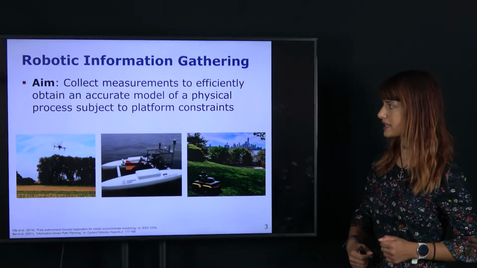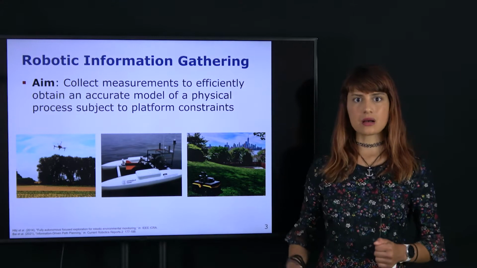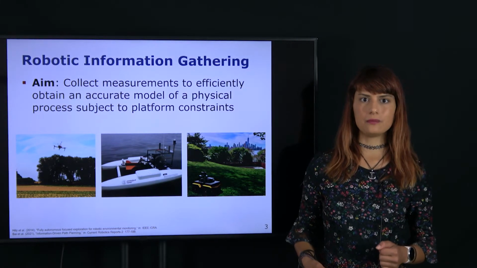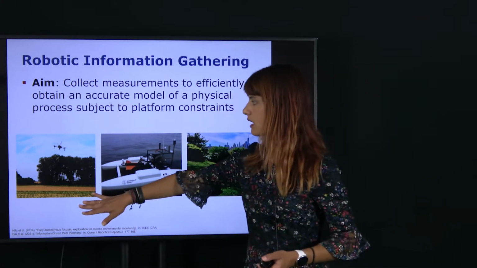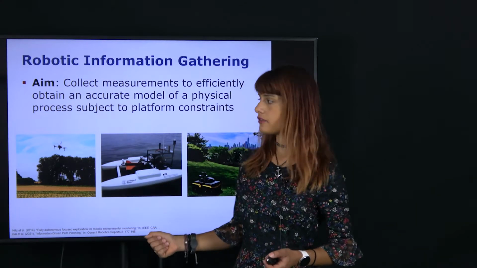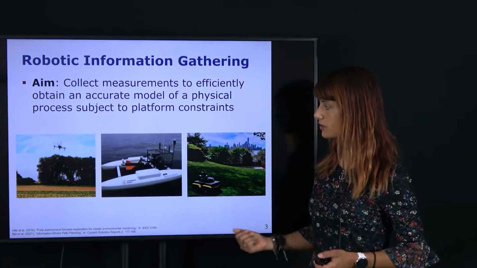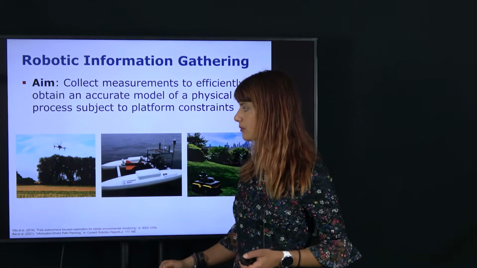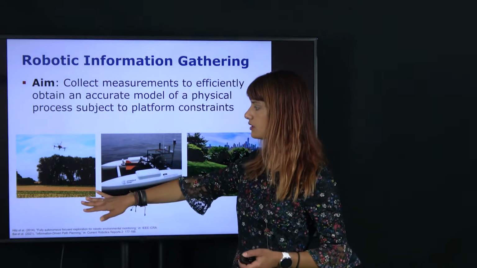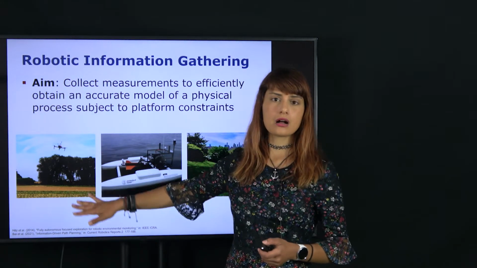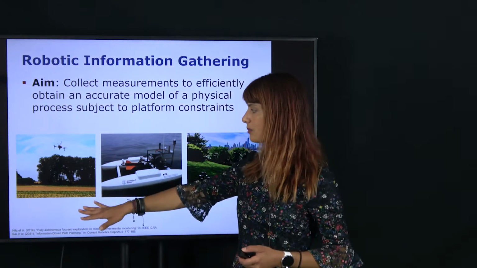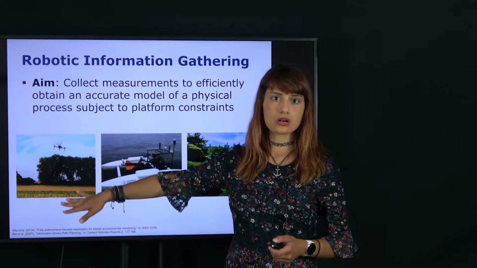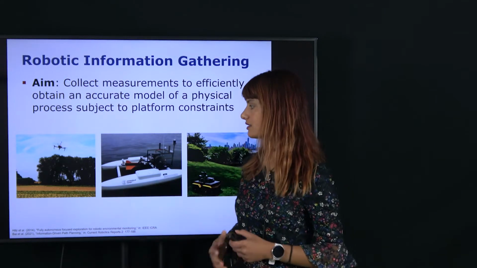In these pictures, we can see some more examples of scenarios where robotic information gathering is applicable. Over here we have an aerial scenario where we have an unmanned aerial vehicle, or UAV, monitoring a field of crops with a downward-facing camera. The goal here could be to measure some parameters of the plants, such as biomass, or to find particular weeds in the field among the crops that need targeted intervention.